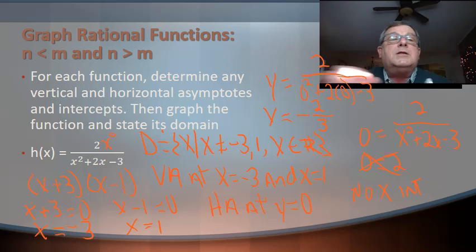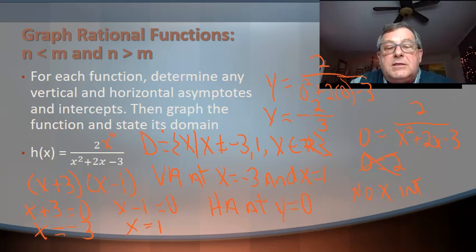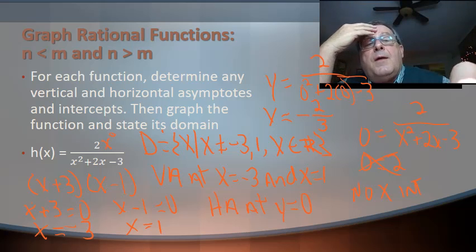Now let's jump over here to the calculator and see if we can find that, in fact, we do have a vertical asymptote at -3 as well as at 1. And we've got a y-intercept at -2/3, but nowhere are we crossing the x-axis. Now, here's what's going to happen on that graph. Let me just try to draw that right here.